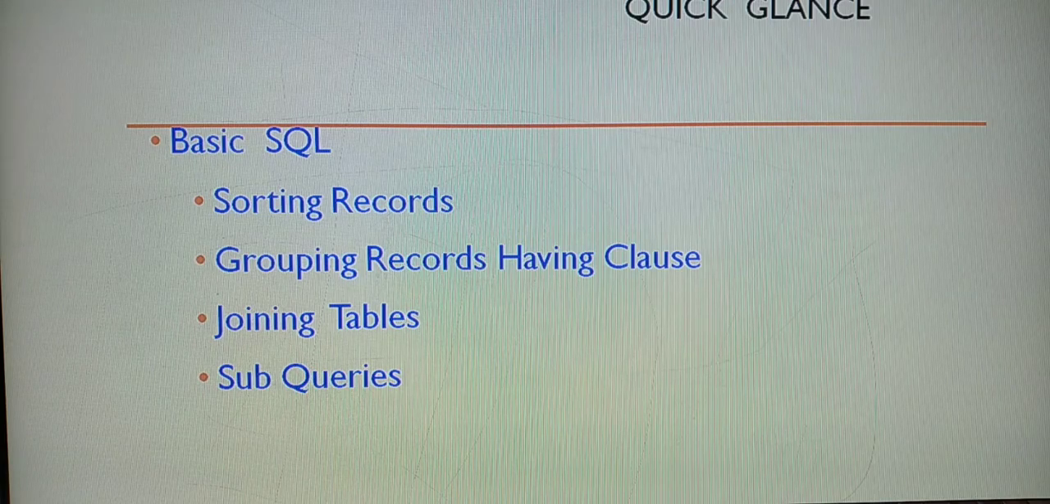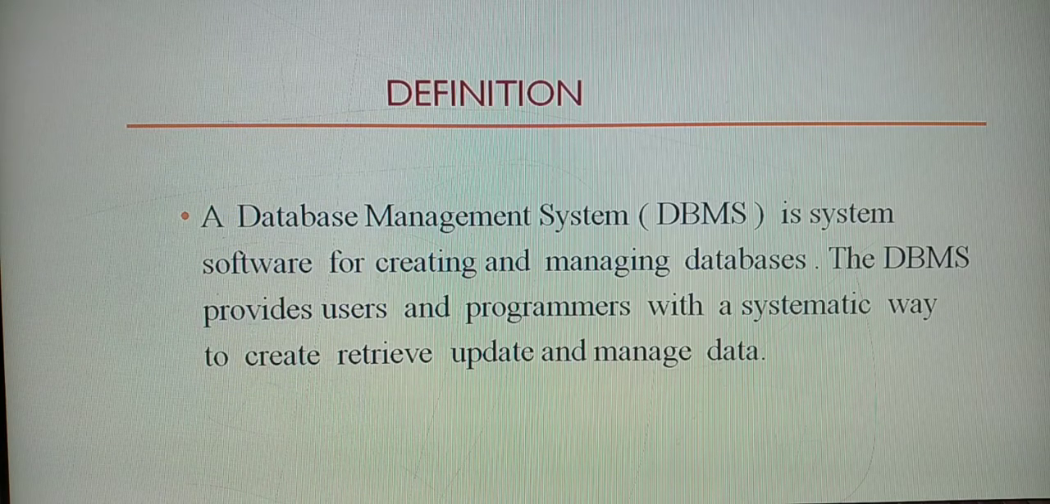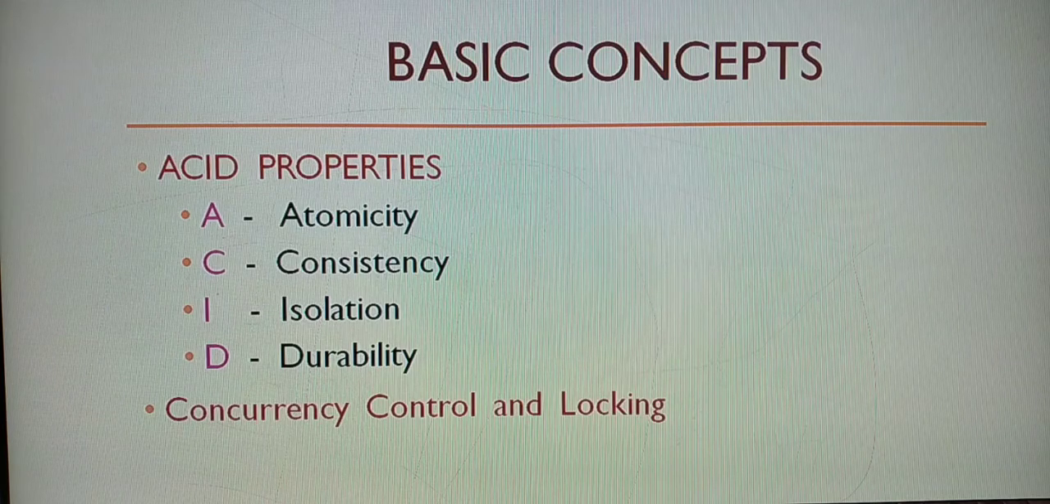Okay, before concluding this session, we can rewind what else we have discussed from the first part of this lesson. First we finished the definition for DBMS, that is your database management system. It is your system software. Don't forget, it is your system software. Next we finished the basic concepts for DBMS, that is your ACID property. A is atomicity, C consistency, I isolation, the next D is durability, and then the second one is concurrency control and locking.